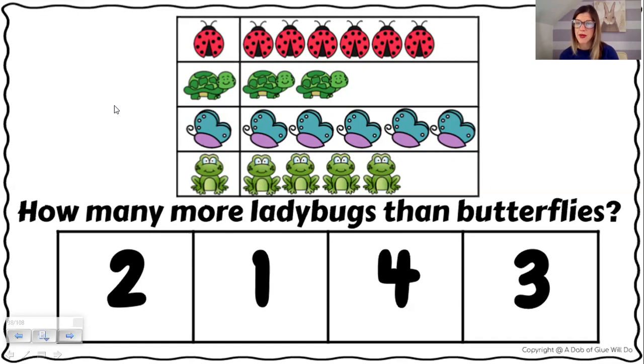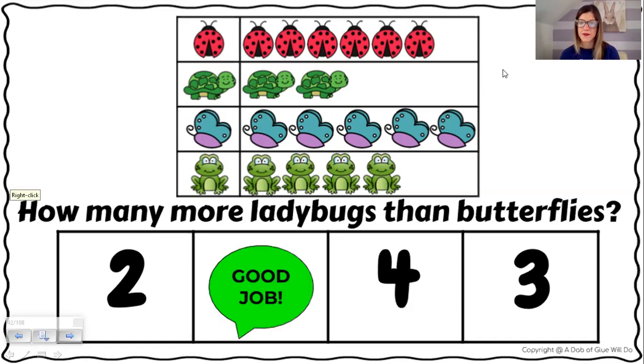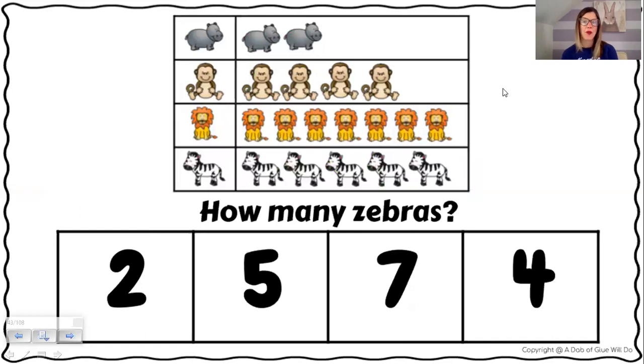Then you only have 1 ladybug left. So how many more ladybugs than butterflies? 1. Okay. How many zebras are there? And maybe Taylor can help us out with this one. Come on over here, Taylor. You help us out. Okay, how many zebras are there? So count up the zebras. Now remember, this is a picture graph. You're going to show the kindergarten how many zebras there are.